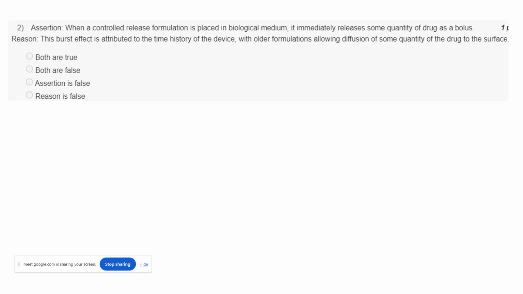Here is the second question. So the assertion here is when a controlled release formulation is placed in biological medium, it immediately releases some quantity of drug as a bolus. And the reason for this is this burst effect is attributed to the time history of the device, with older formulations allowing diffusion of some quantity of the drug to the surface. Now, are both these options true? Both are false? Or the assertion is false? Or the reason is false? What do you think the correct answer would be here?